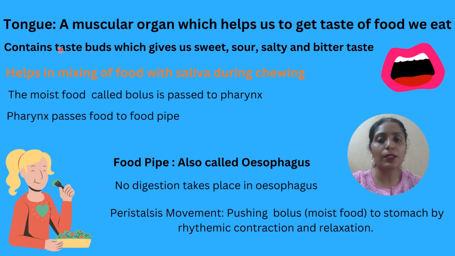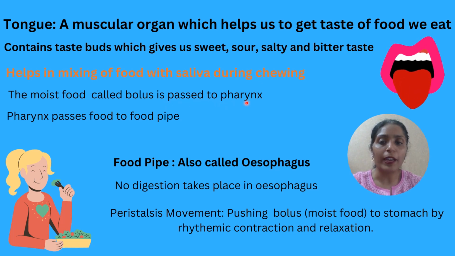Our tongue is a muscular organ that helps us to get the taste of the food we eat. The food we eat contains sweet, sour, salty, or bitter taste. That taste can be sensed by the help of taste buds which are present on the surface of tongue. Now, this tongue also helps us in mixing the food with the saliva. Then the moist food, which is also called bolus, is passed to the pharynx.